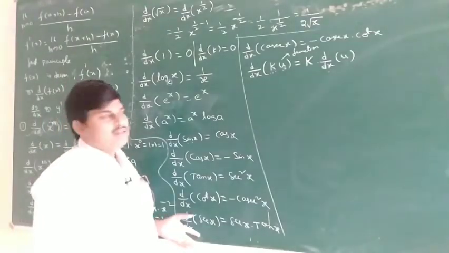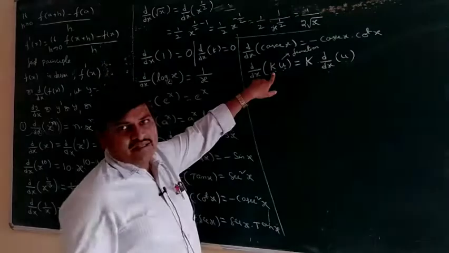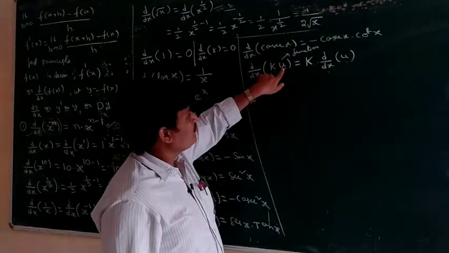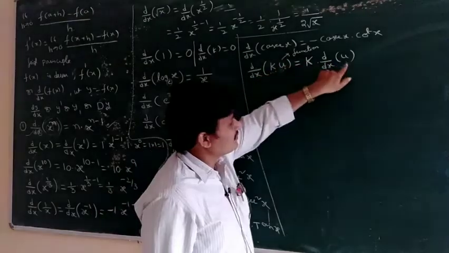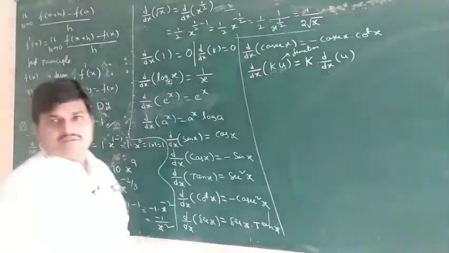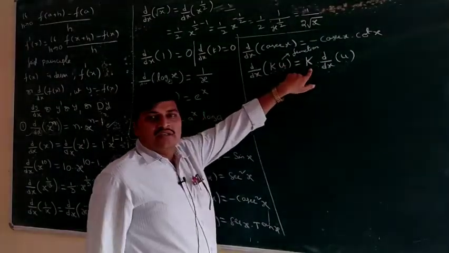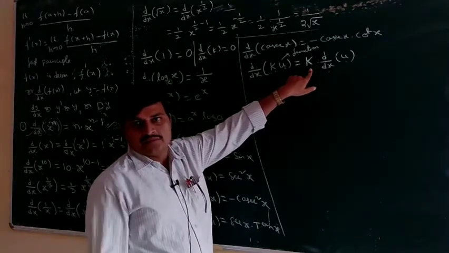So that procedure is not correct. Constant into derivative of another function. If you take the derivative of the constant k, what happens? If you take the derivative of k, it becomes 0, so you should not do that, okay.